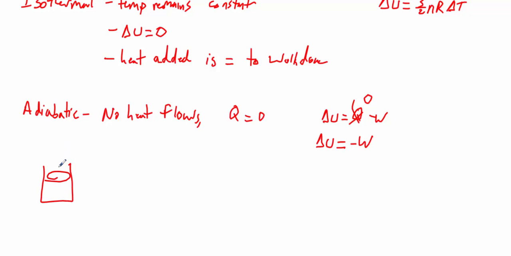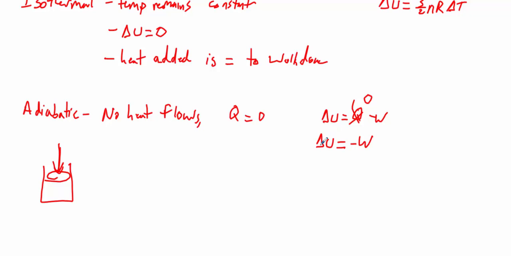Okay, if a whole bunch of work is done on the system, and I rapidly compress this. So in order to get no heat to flow, this either has to be very well insulated or it needs to happen so rapidly that the heat doesn't have a chance to flow. So I smash this thing down really, really quickly. What just happens? I'm not allowing any energy to be gained or lost by the system, so I just did a whole bunch of work on the system, which would be considered negative work. So I increased the internal energy of the gas.